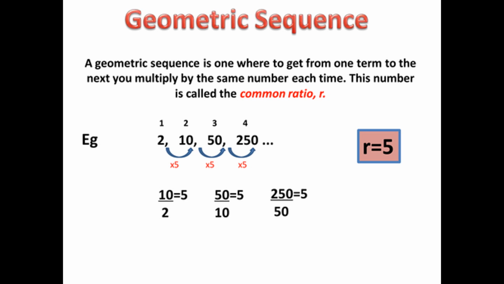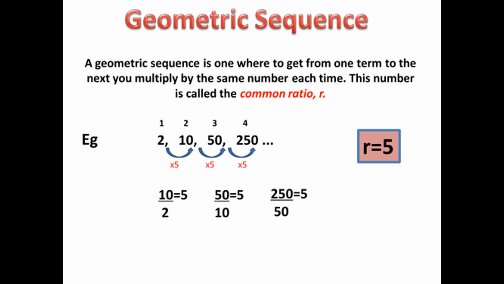So how do we get this sequence? It's 2 times 5, which is equal to 10. Then 10 times 5, which is equal to 50. And 50 times 5 is equal to 250. So you see the sequence from 2 to 10 to 50 to 250. In order for us to arrive from one term to the next, we're multiplying by 5. And that's how a geometric sequence works.